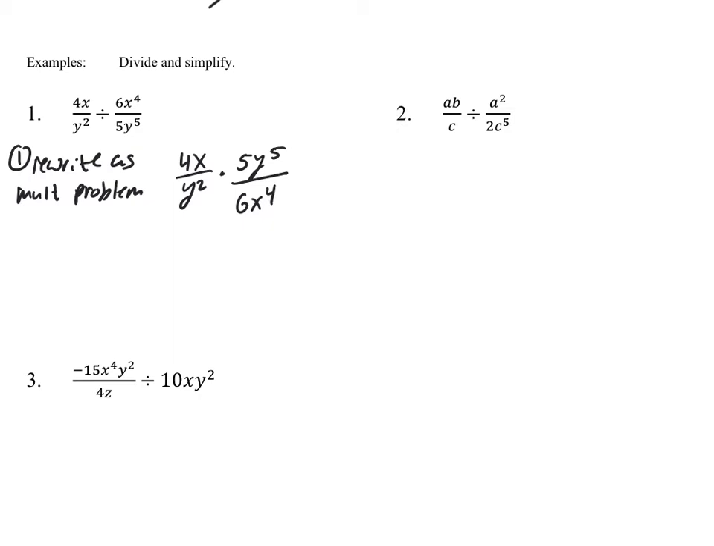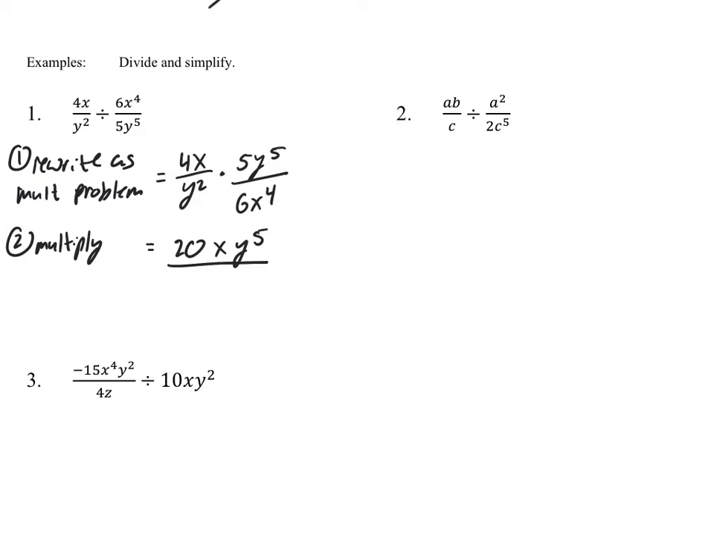After that, my suggestion is always multiply straight across the top, straight across the bottom, so that we can simplify when it's in a single fraction rather than trying to cross reduce, which can get a little messy. So 4 times 5 is 20, and then times x times y to the 5th. We don't have any common bases to combine using our product rule there.